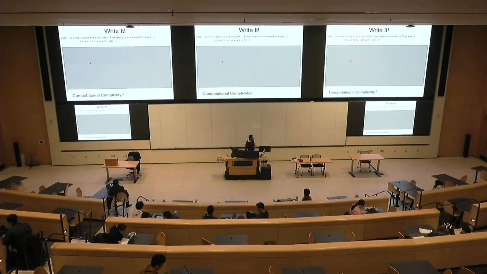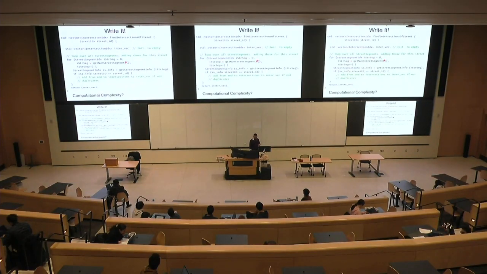Okay, so I'm not going to write the code. This is what your friend suggested here. Basically, we are looping over all the street segments in the city. At the top of the function, first of all, we need to define what we need to return. At the bare minimum, we need to define an empty vector of all the intersection IDs that we want. And at the end of the function, we need to return that vector.